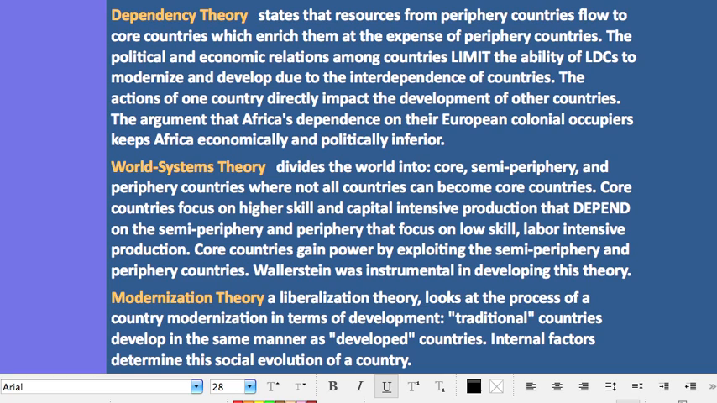And it looks at the internal factors, things inside the country that are important in this social evolution of a country, such as infrastructure, finances, resources, whether they be natural resources or a labor market or whatnot.